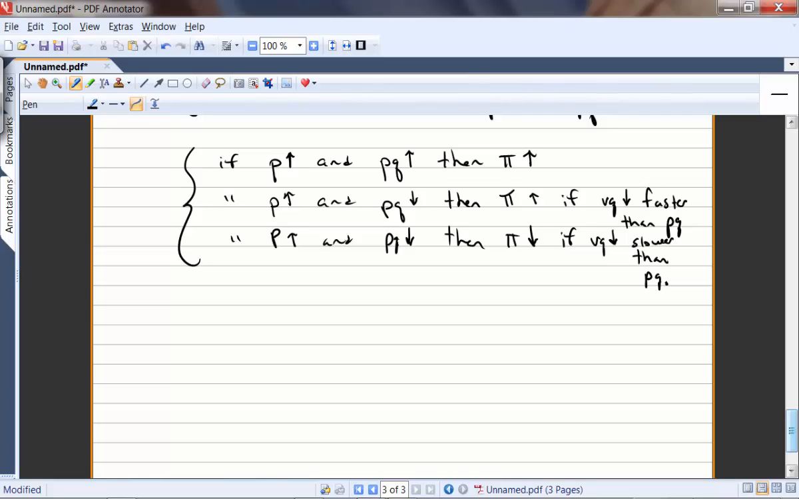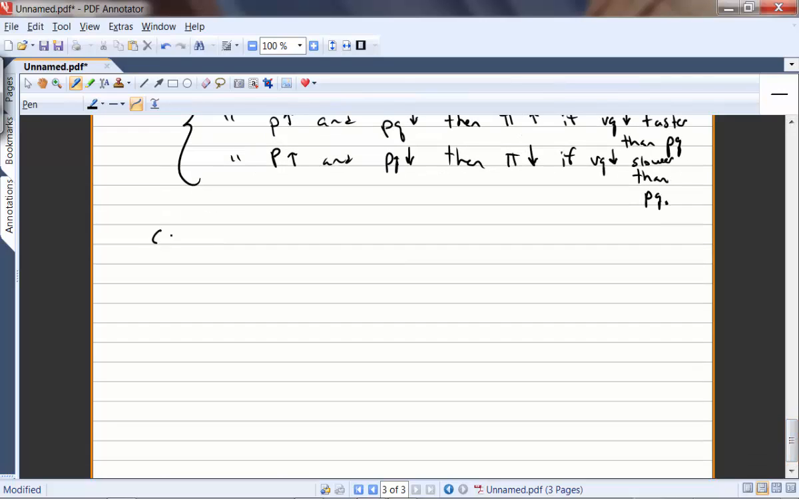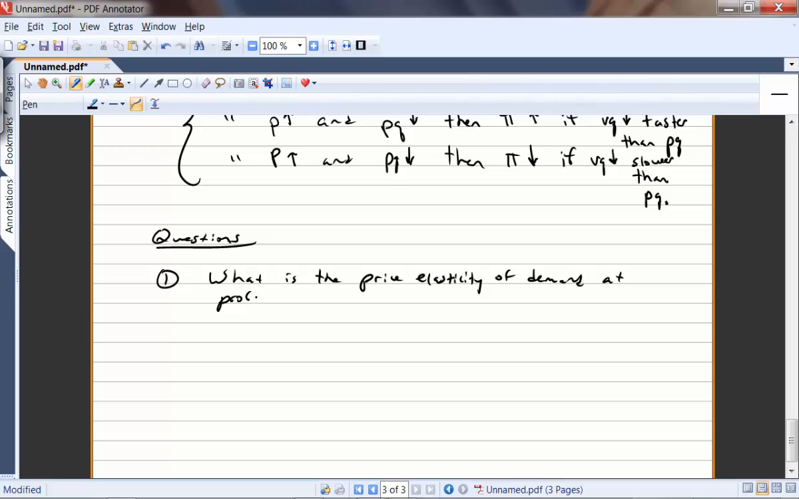Alright, so I think we can answer the questions now that I want to ask. So let's go over some more questions here. So question 1, what is the price elasticity of demand at the profit maximizing price? Well, this will just give you some practice in calculating price elasticities.